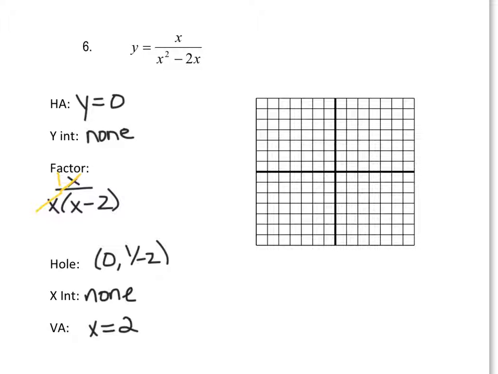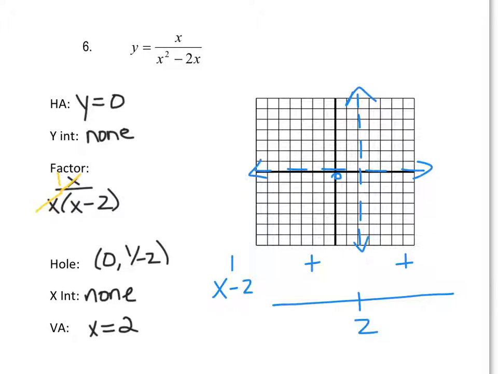We have y equals 0 for our horizontal asymptote. No y-intercept. A hole at 0, -1/2. No x-intercept, and a vertical asymptote at x equals 2. So only 2 things in my sign chart, really just 1, but 1 over x minus 2. And all I have on my sign chart is 2.